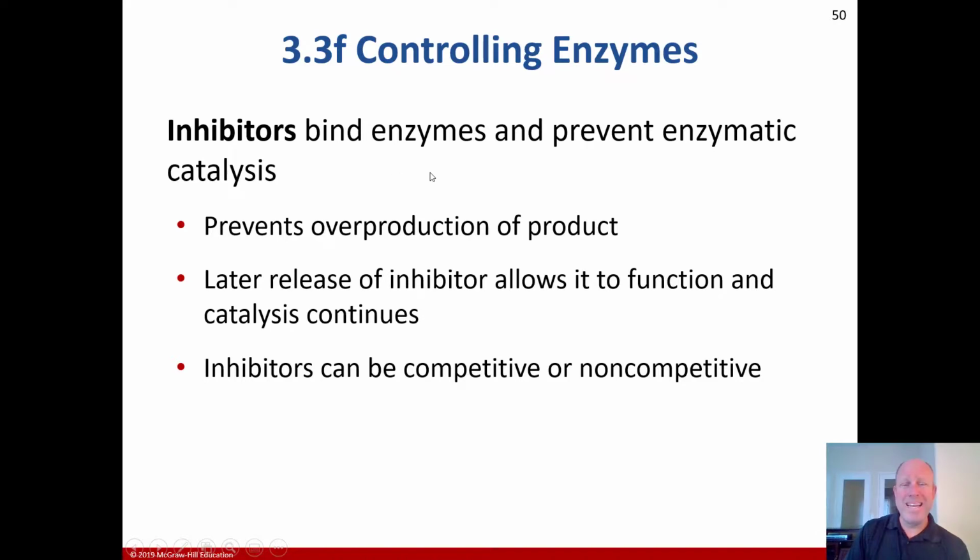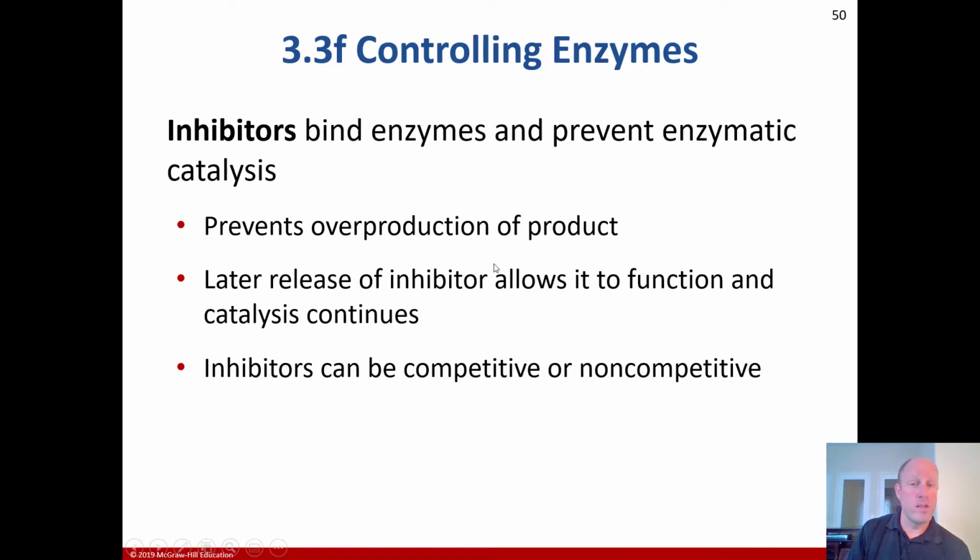As far as inhibitors, they bind enzymes and prevent enzymatic catalysis. They prevent overproduction of product. Something's got to regulate the enzymes, right? Technically, DNA is really what helps regulate enzymes. Later release of the inhibitor allows the enzyme to function, and catalysis continues.